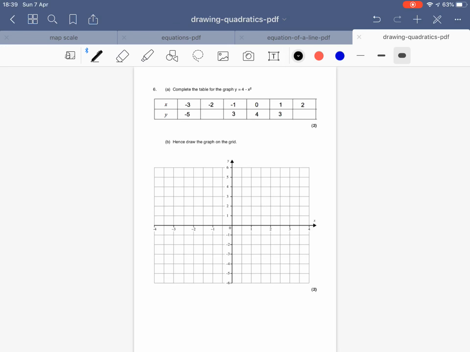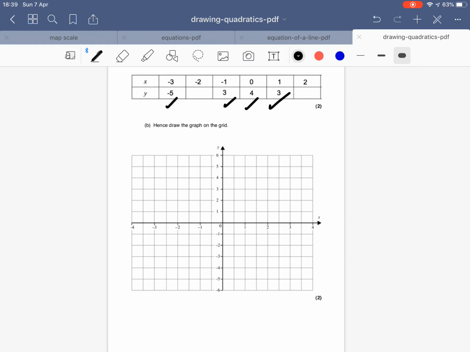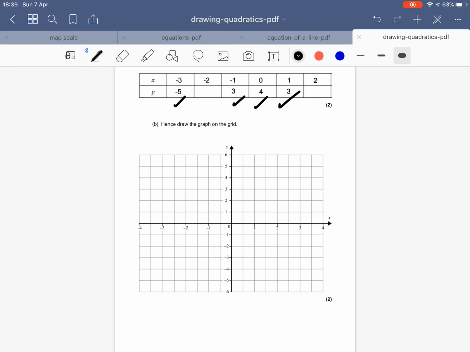Okay, right. First things first. Let's do the points we've already got. So let's plot these 4 points. Okay, so you immediately get a mark if you get those. So we're going to go minus 3, minus 5. Minus 3, minus 5. So cross minus 3. This is a nice graph. Very clear. Minus 3, minus 5.